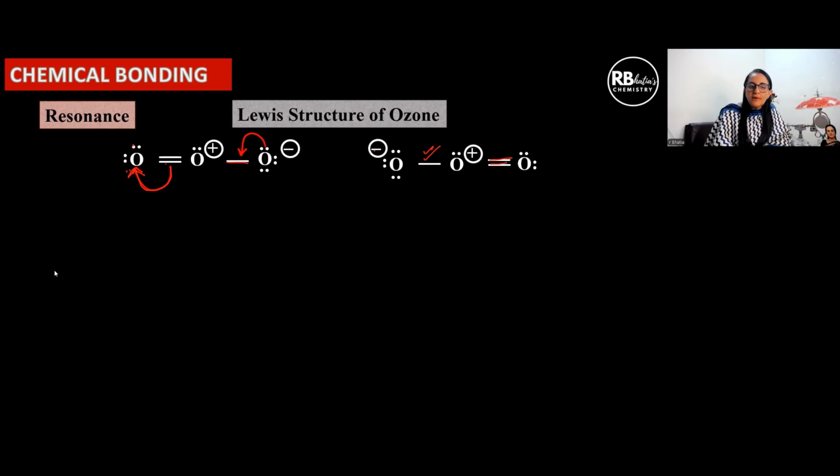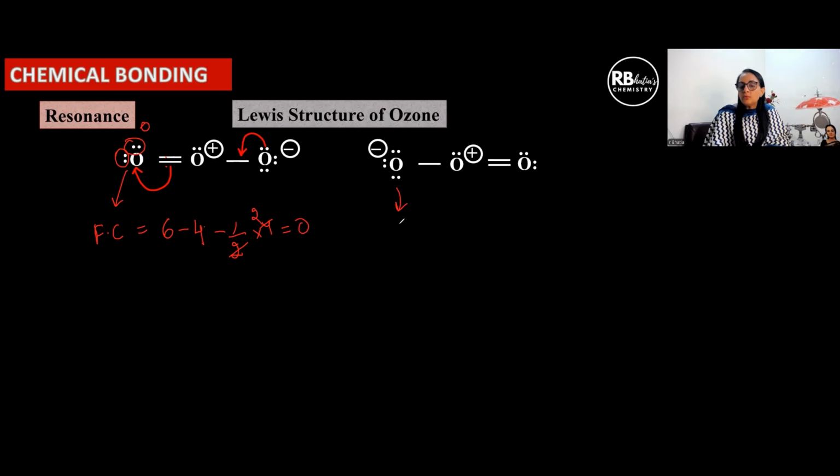We can even check this by trying to find out the formal charge. The formal charge on this oxygen should be 6 valence electrons minus 4 unshared electrons, that is 2 lone pairs means 4 electrons, minus half of 2 bonds, that means 2 electrons. So the formal charge here should come out to be 0. Whereas if I calculate the formal charge here, it should be 6 minus 6 non-bonded electrons minus half of 2, because there's only one bond. So we get the answer as -1.